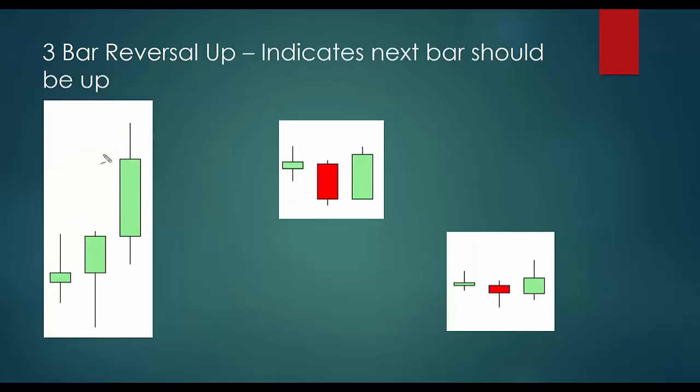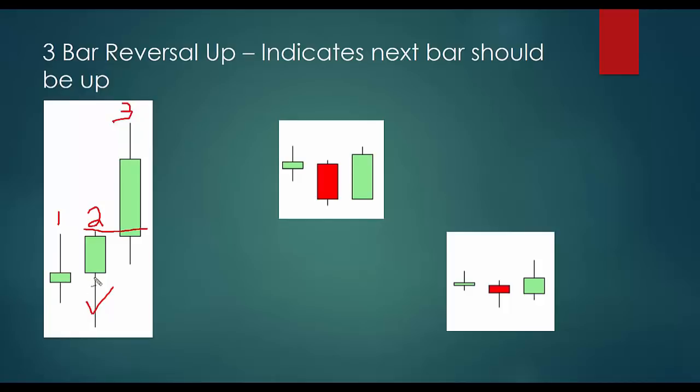You also have a three bar reversal up, and it indicates that the next bar should be up. In this one, you have bar one, bar two, and bar three. And you can see that each one of these was a bullish candlestick. And in this case, bar three closes above the high of bar two. Now, the way that I trade, a lot of times I will enter on that bar, already anticipating that bar three will come in, okay?